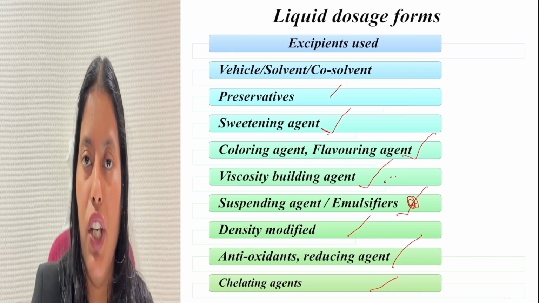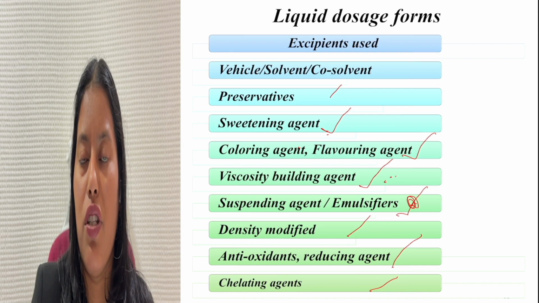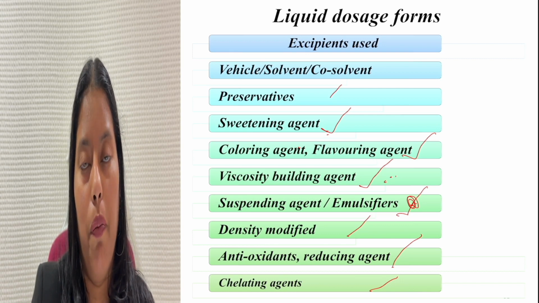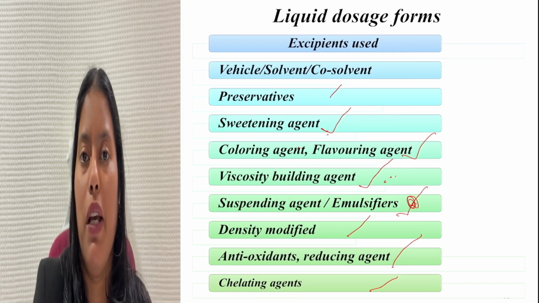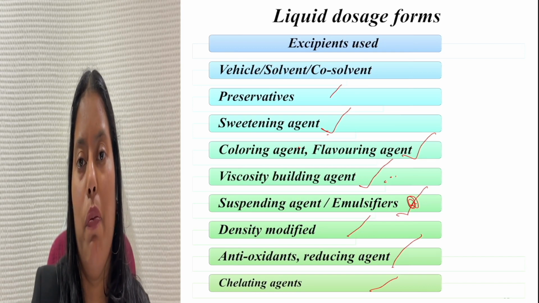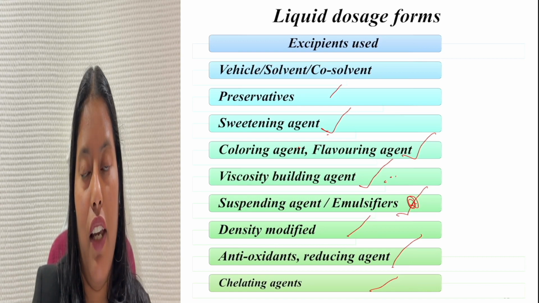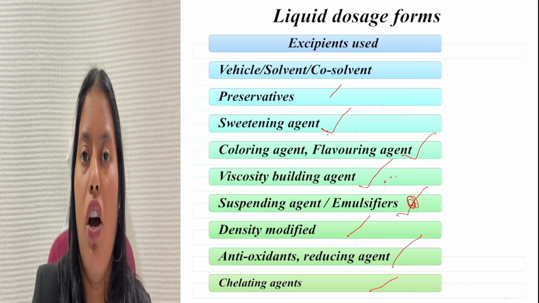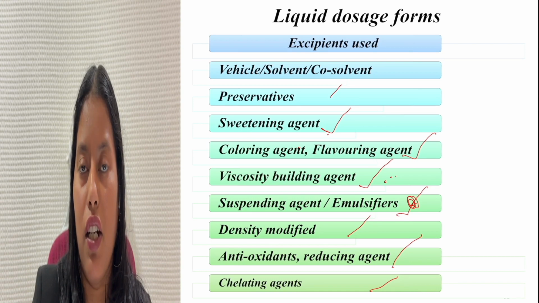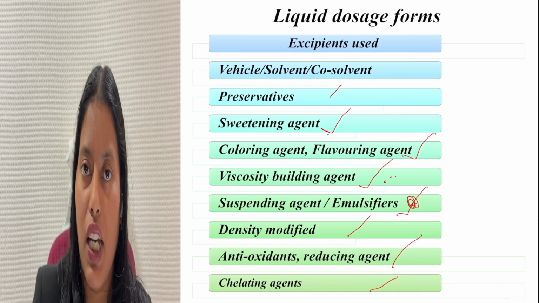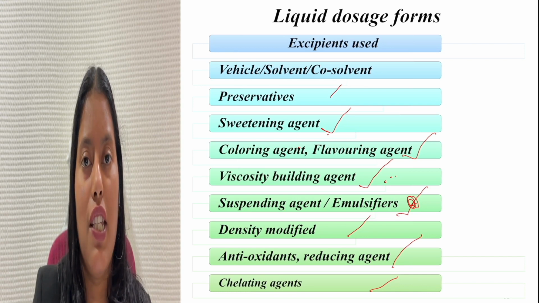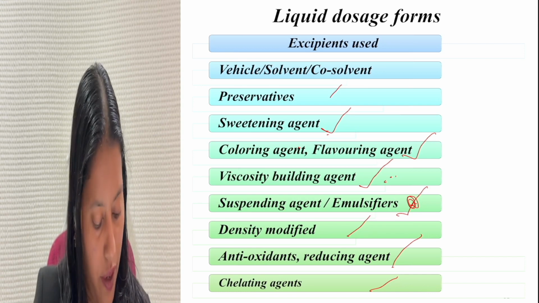Antioxidant and reducing agent to prevent oxidation of drug from the surrounding air. When you prepare the formulation and you store it into the container, the head space in the container, or the empty space in the container, is filled with the air, which may lead to oxidation of the added drug. And to prevent that, the antioxidants or reducing agents are added to increase stability of your prepared formulation.